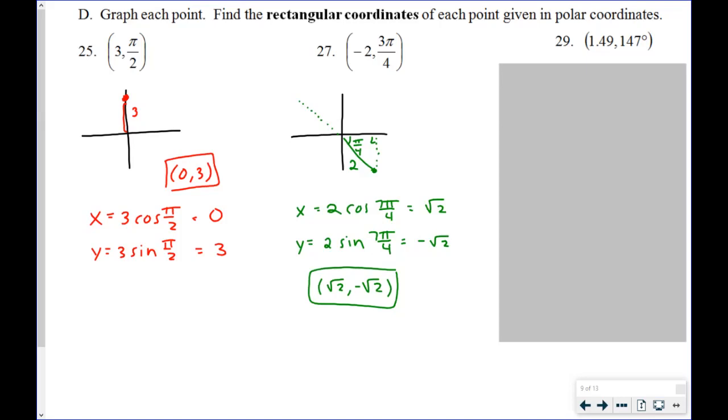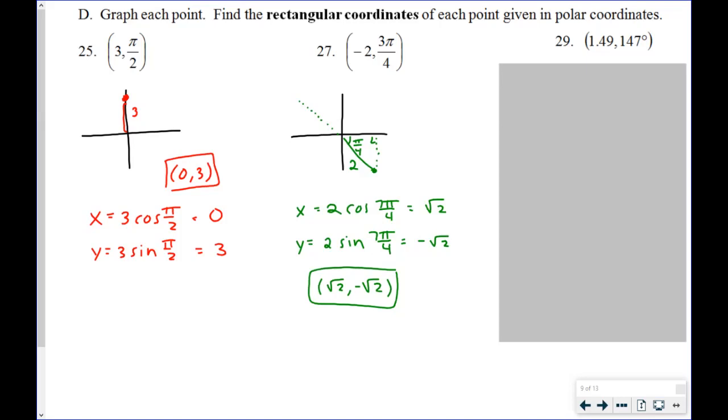All right, try 29 though, you guys. You're going to need a calculator for that one. Just type it in. Also, you're in degrees, so please make sure your calculator is in degrees here. Graph it, find the ordered pair. Say that again.